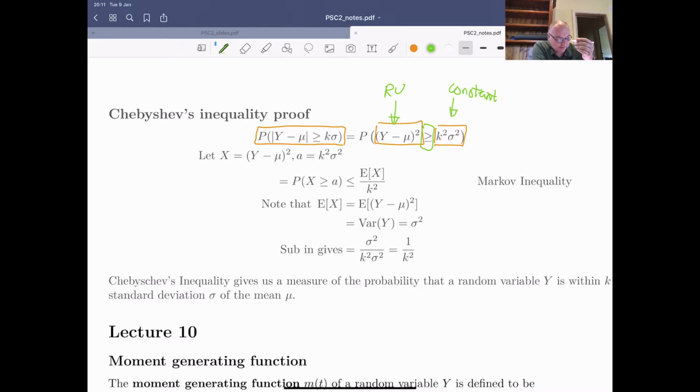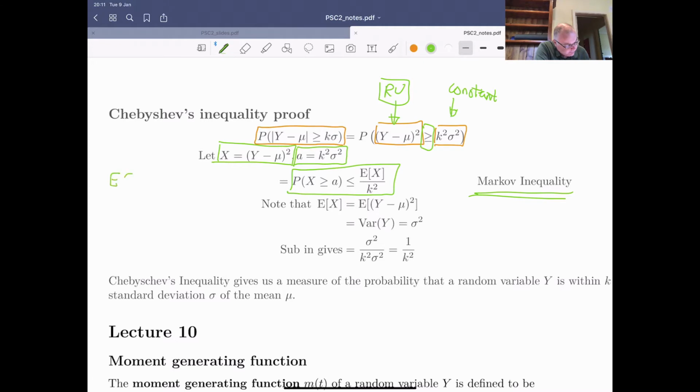Well, let's formalize that. First of all, instead of worrying about this whole random variable here, let's just give it a name. So we will let x equal y minus mu squared. If you take a random variable, you take off a constant, you square, you still have a random variable, just give it a name, x. What about our constant? Well, it's complicated, isn't it? But it's k squared sigma squared. So now we have this stated fact, which is our Markov inequality we saw last time. The probability that x is greater than or equal to a is less than the expected value of x over a, here k squared sigma squared. Well, what is the expected value of x?